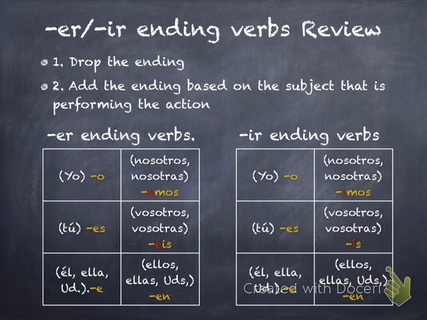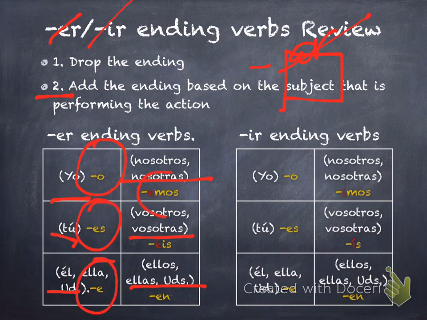Okay, let's review what we learned. So our steps are the exact same any time we're conjugating any verb. 1, you drop the ending. So it's dropping the ER, IR, or if you had an AR, dropping that off the ending. Then step 2 is to add the ending based on the subject. And remember, these are your subjects: yo, tú, él, ella, usted, nosotros, nosotras, vosotros, vosotras, ellos, ellas, ustedes. So based on that, you're going to add whatever ending is in that box for that chart.